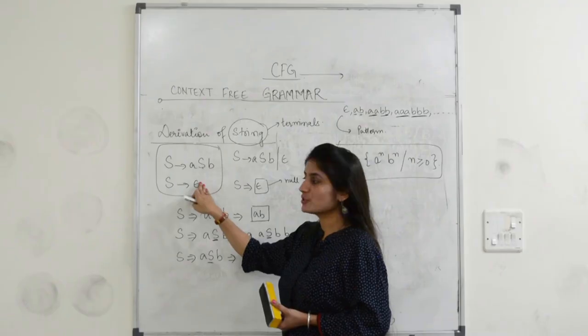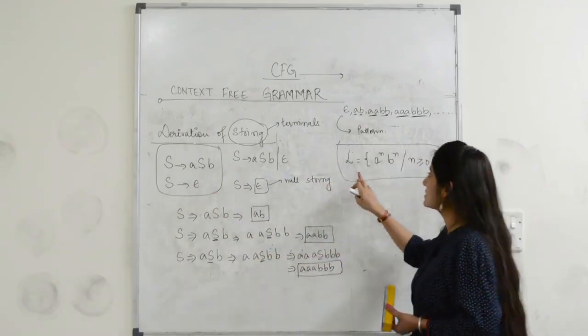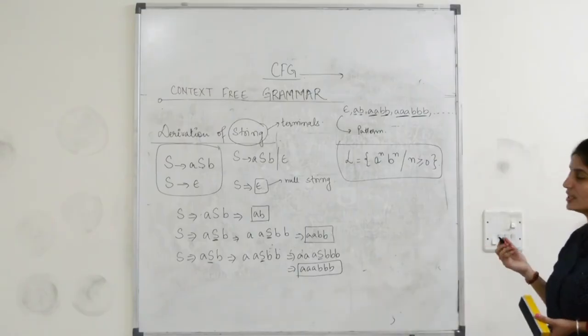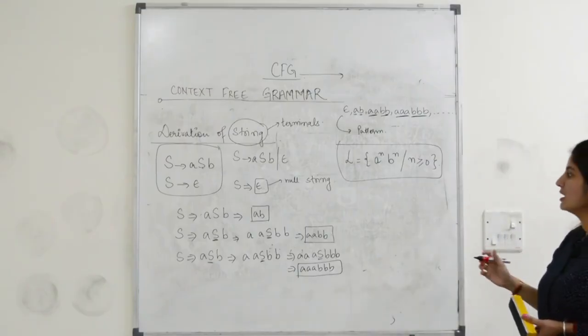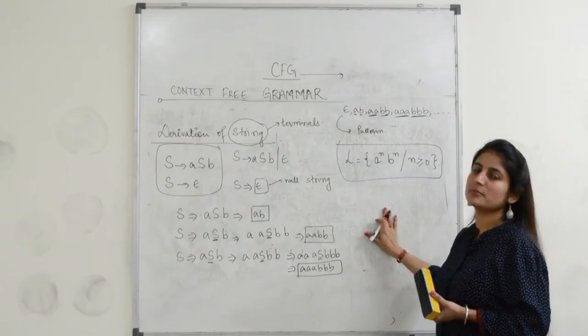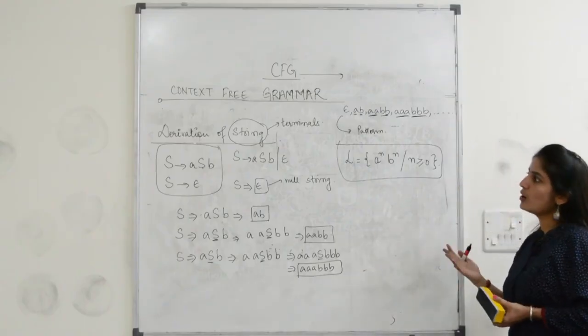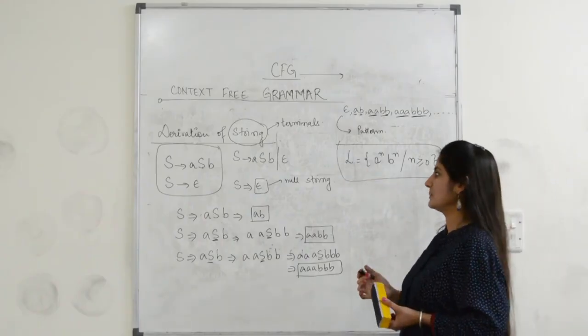So this is the CFG which has the set of productions. This is the context free language for the given CFG, and if I have to write the regular expression for this, it is not possible because we cannot draw a deterministic finite automata for this. So in this way we have understood how we can derive a string.